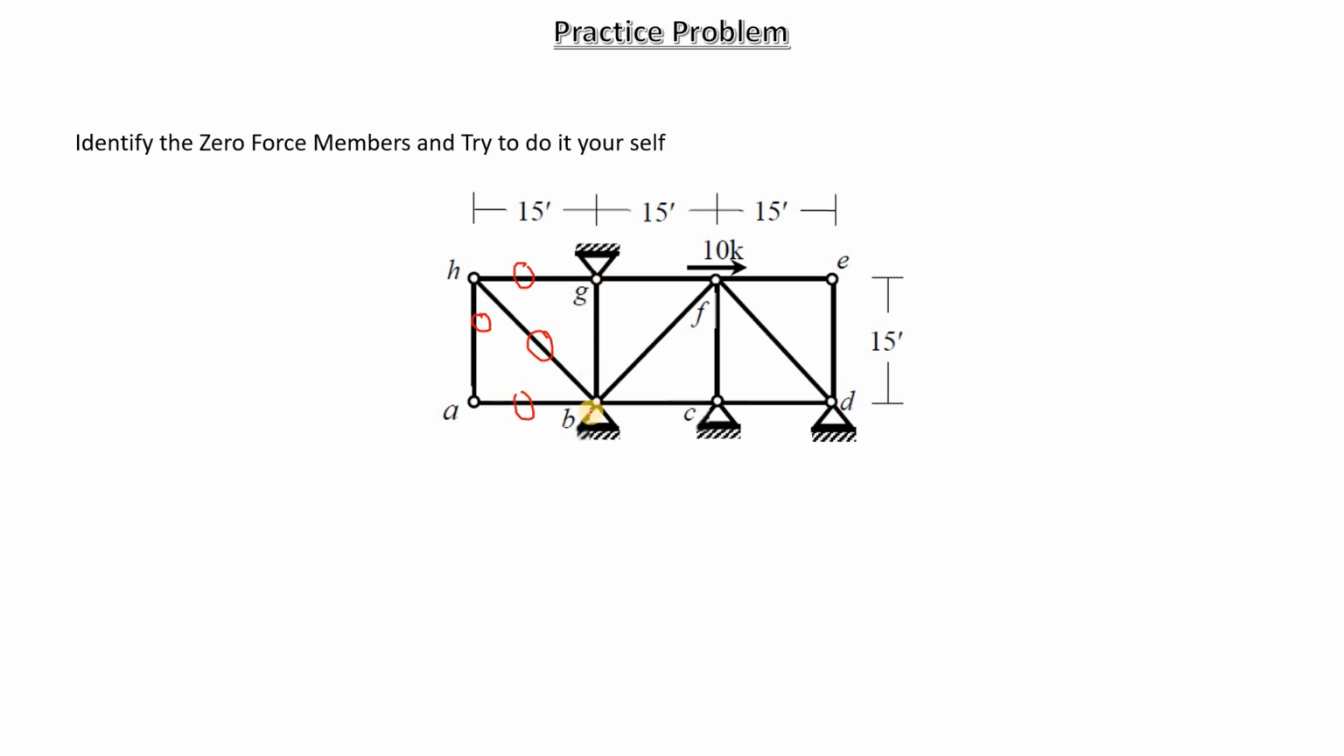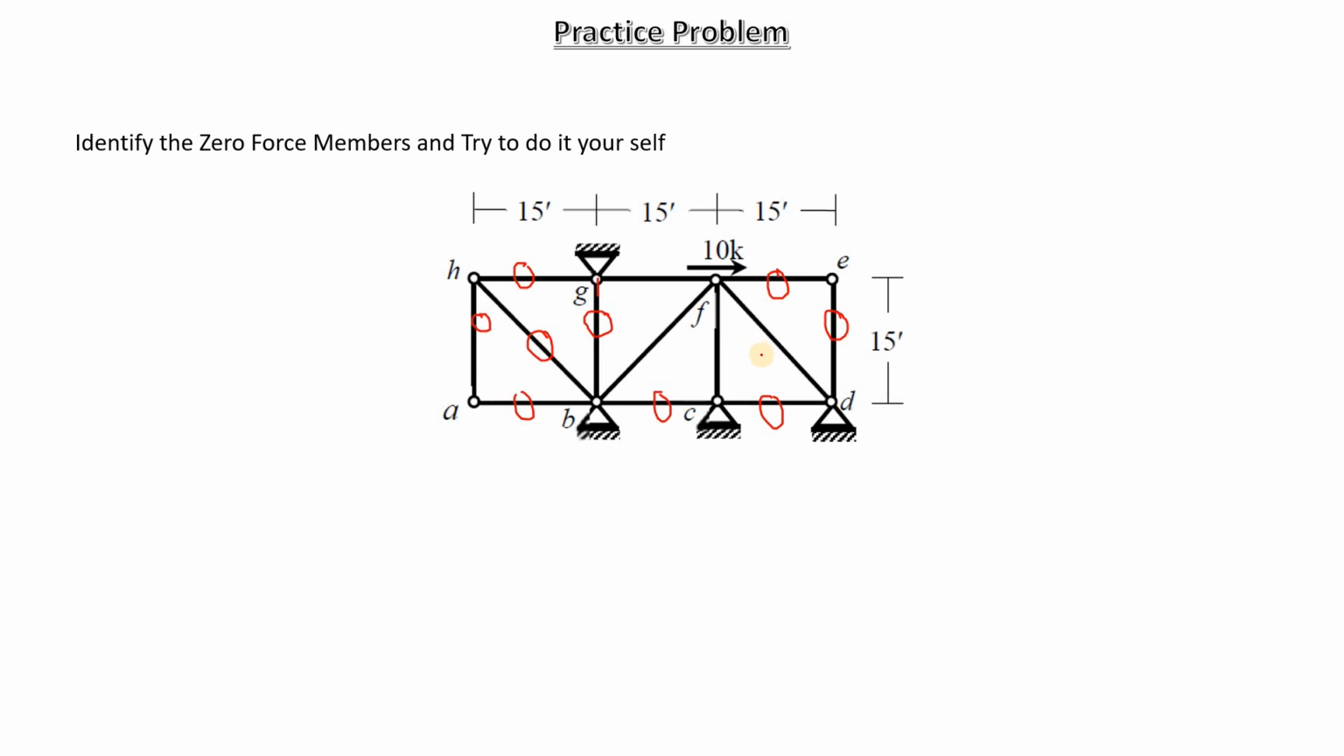Now you can see that the member GB, or BG, whatever you want to call it, has supports at both of its ends, and from what we have learned, this can be considered a zero force member. The similar case is happening in BC, with supports at both ends, so this is a zero force member. A similar case is happening with CD or DC, whatever you want to call it, so this is also a zero force member. Similarly, if we look at joint E, there are no supports or loads on it. So ED is a zero force member and EF is also a zero force member.